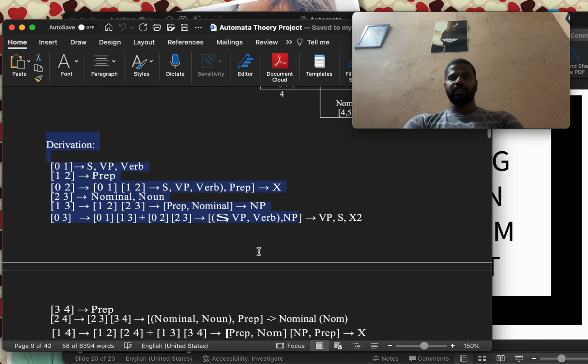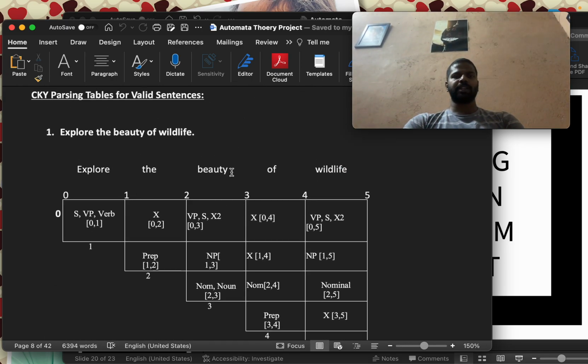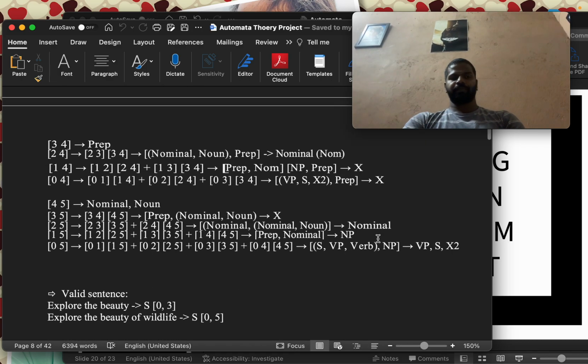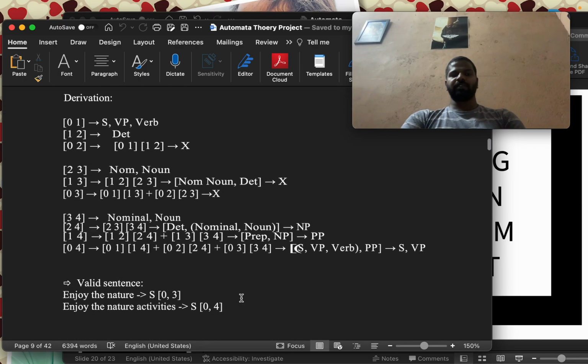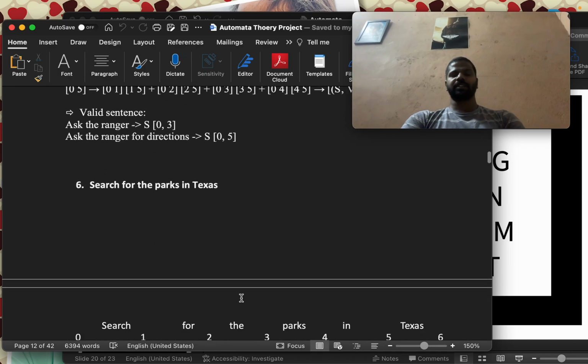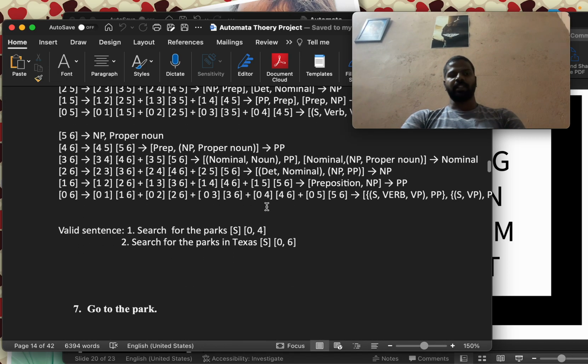And not only the one sentence in this, from this I can take the two sentences, like explore the beauty is one sentence which we can format 2 3, and the second sentence is enjoy the beauty of wildlife, which we can format 0 5. The valid sentences from the above derivation table is explore the beauty, which can come from S0, 3, and the other sentence is explore the beauty of wildlife, which can come from S0, 5. And for all the 15 valid sentences and 6 invalid sentences, I have the derivation tables, and I have derived those sentences using the grammar from step 1 to final step.